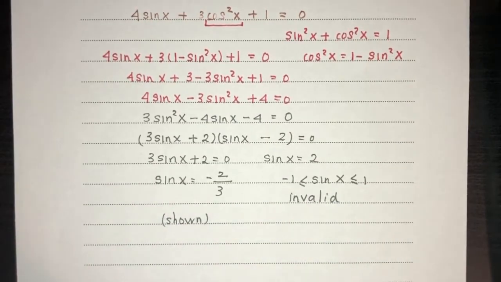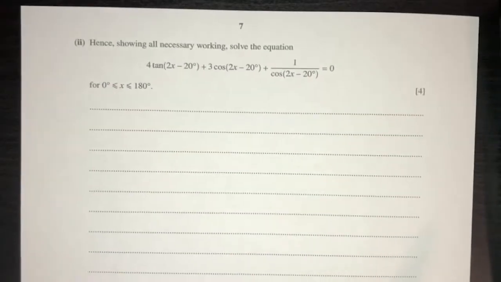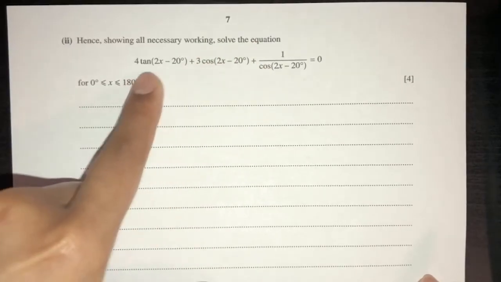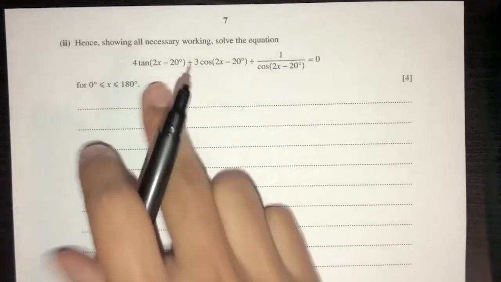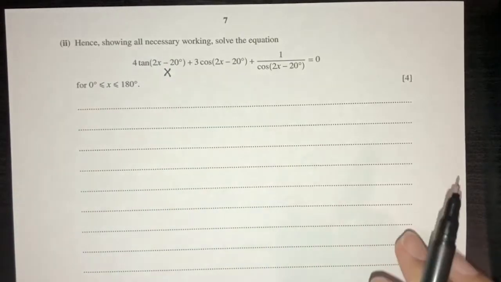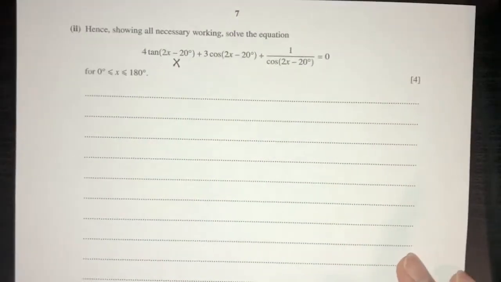Okay, so that is part 1. Now let's move on to part 2. Hence, show all the work, we have to solve this equation for this one. So this one, the only difference now is instead of having x here, we have 2x minus 20. So same thing. Instead of having x here, we just replace this by 2x minus 20.